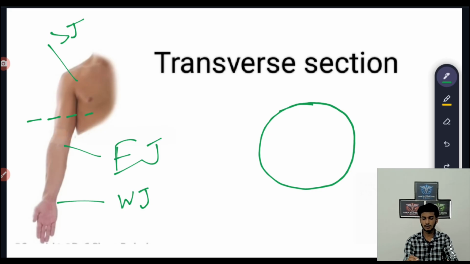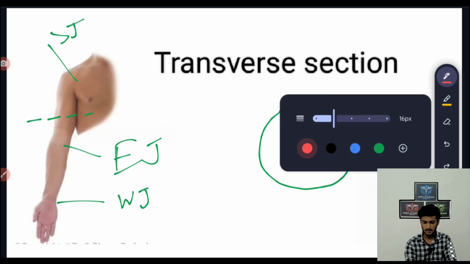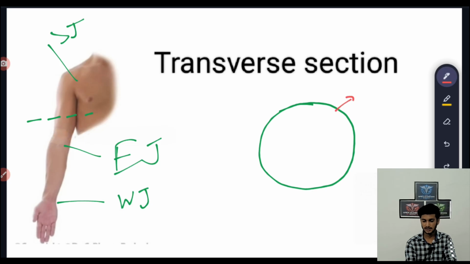What is the outer layer in this circle? This outer layer which is present, it is the skin. The skin is the largest organ of the body. You should remember this, it is a very important point. Below the skin, you can see this yellow structure. I am also drawing this with the yellow color. This is called the superficial fascia.